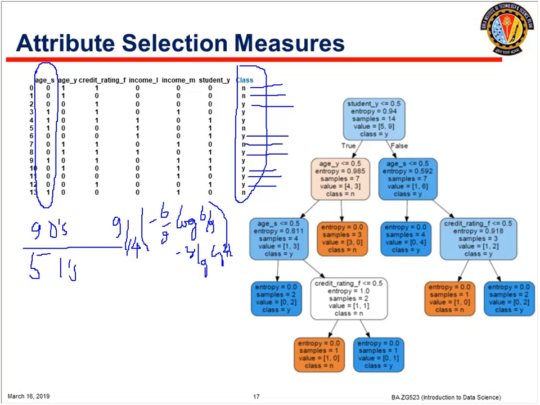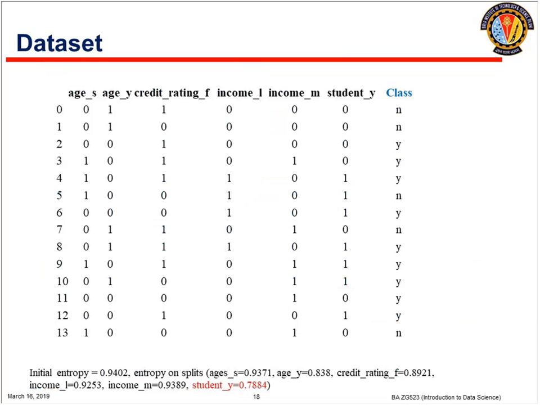Okay, so this is for zeros, as well as you find for ones. When you do this, you get the entropy for age_s as 0.9371. I have done this manually, and I found that the entropy for age_s was 0.9371. Among these, the minimum entropy is for student_y, 0.7884. So the first split will be on student_y.